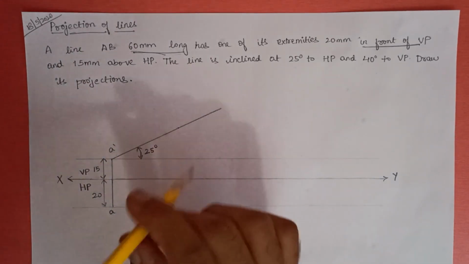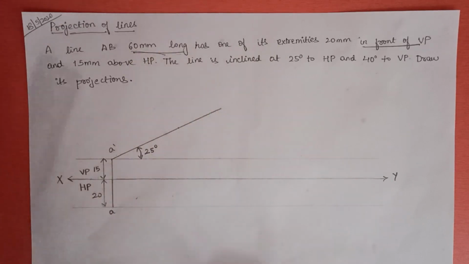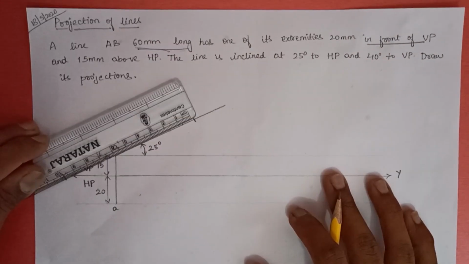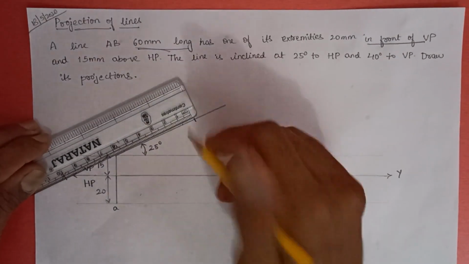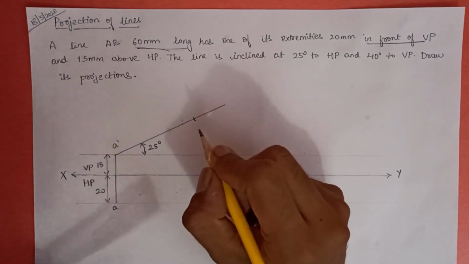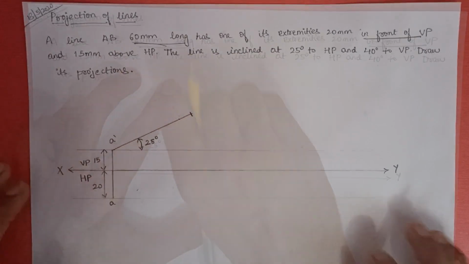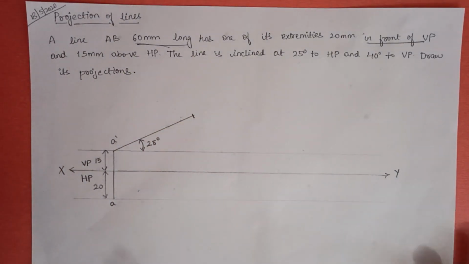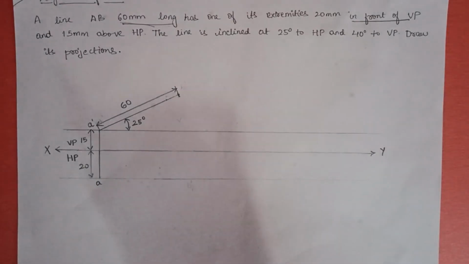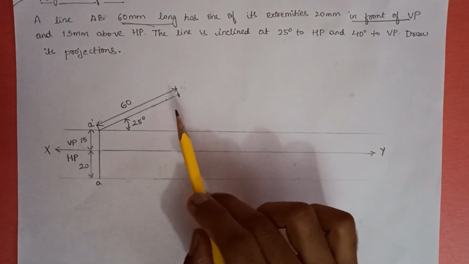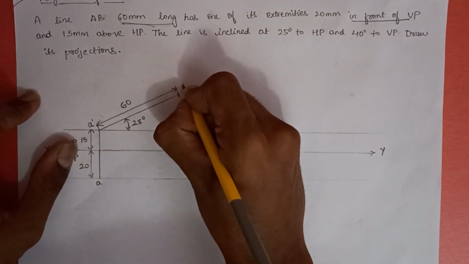And now what you need to do, the line is 60 mm long, so you take your scale and mark the 60 mm distance and erase the other part and label it again. After drawing this, you need to label this as B1 dash.